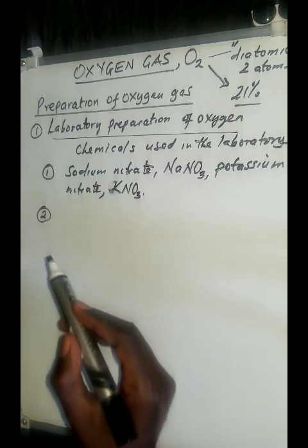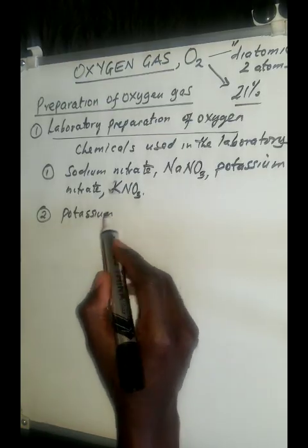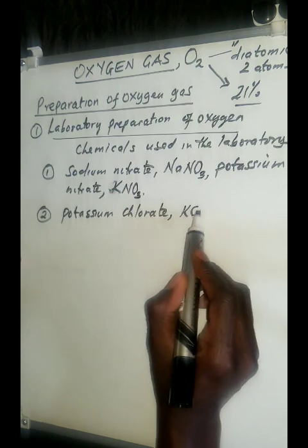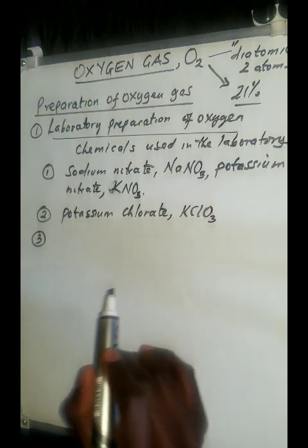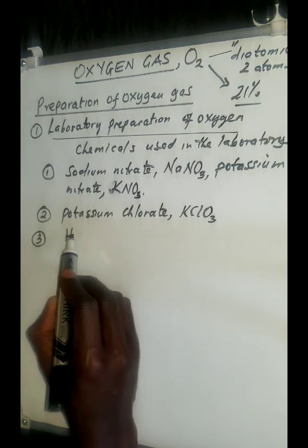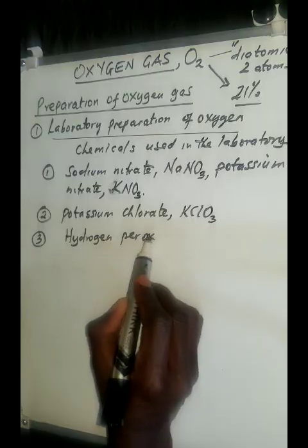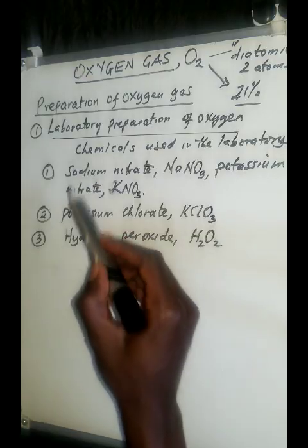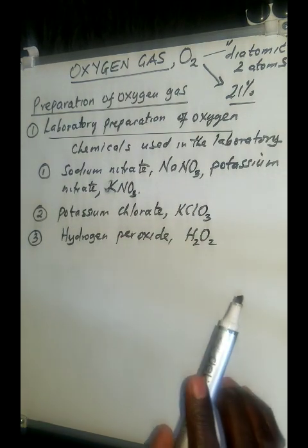Another chemical that you are able to use in the laboratory is potassium chlorate. So you can also use potassium chlorate, normally thermal decomposition of potassium chlorate. But don't worry, I'm going to show you how you can go about that. Then the other one that we normally use is hydrogen peroxide, H2O2. So that is hydrogen peroxide. These are chemicals that we normally use in the laboratory when you are preparing oxygen gas.